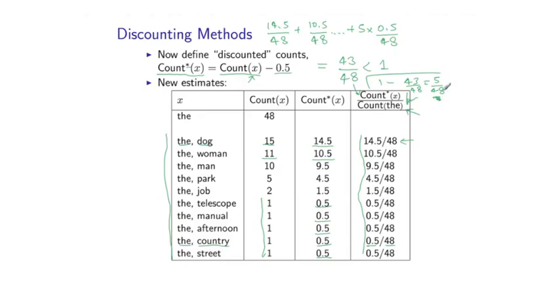Now, the basic idea in discounting methods is going to be to take this missing probability mass and divide it between other words in the vocabulary which aren't in this list, i.e. words where the count following the word there is equal to 0. Those unlucky words which were never seen in a bigram with there as the first word.